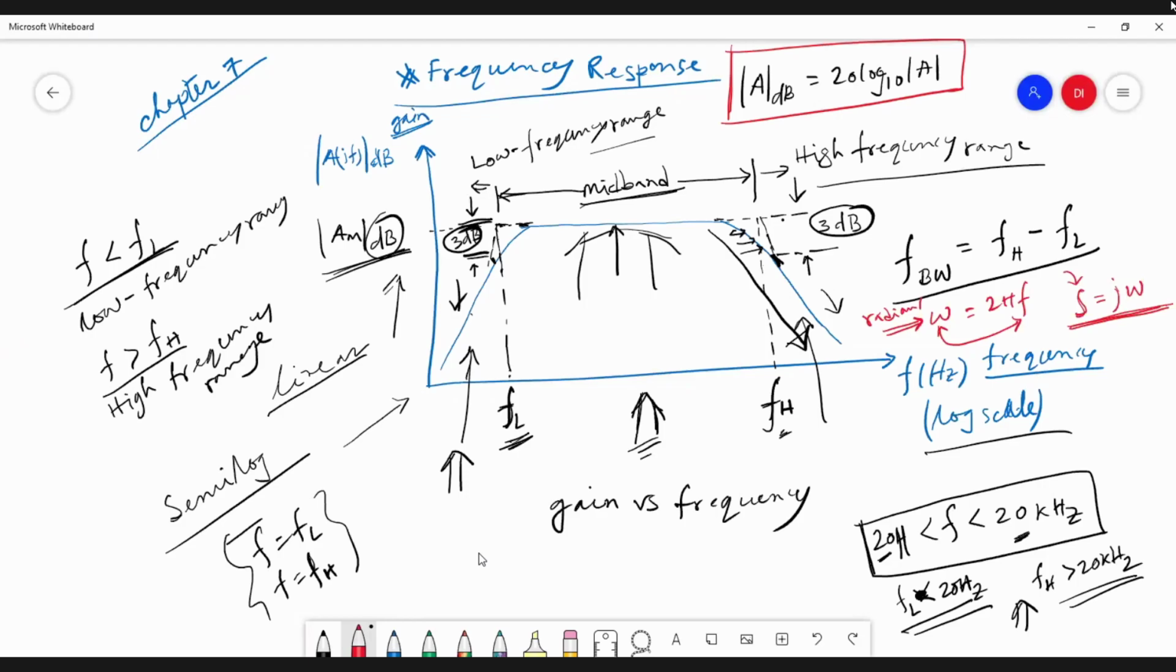Okay, so S is the complex frequency, which equals j omega. You may be familiar with this term from the Laplace transform as well. So this is all about the amplifier frequency response. We will go into details step by step.